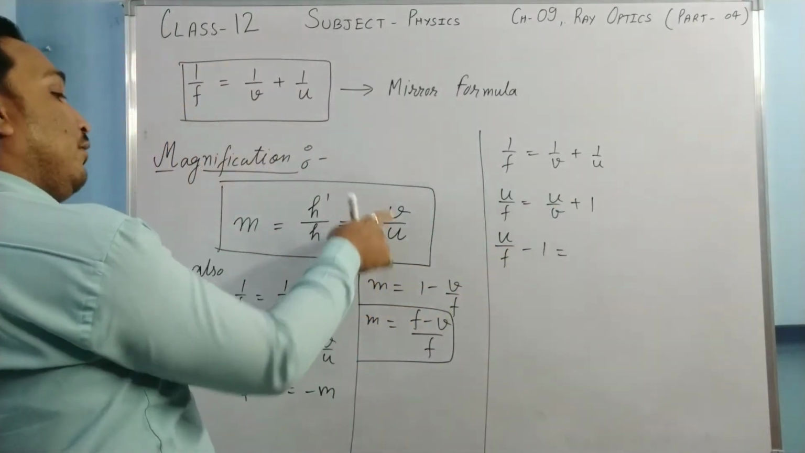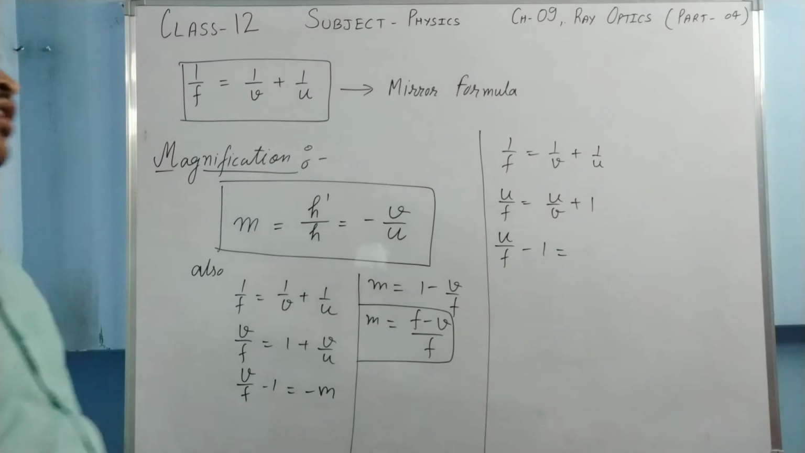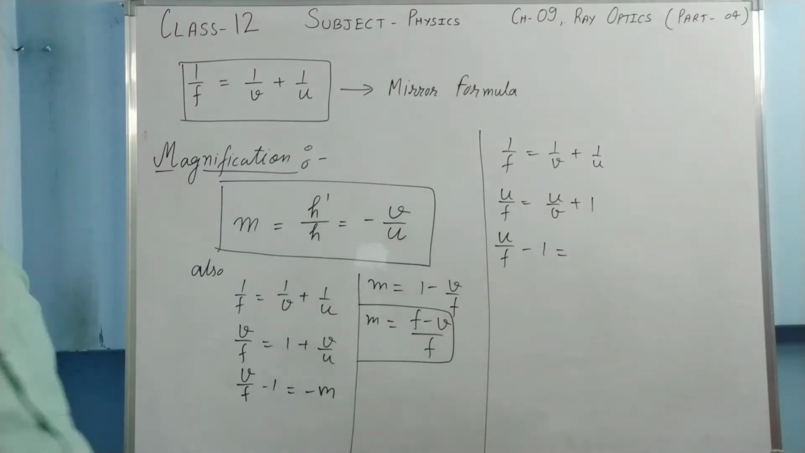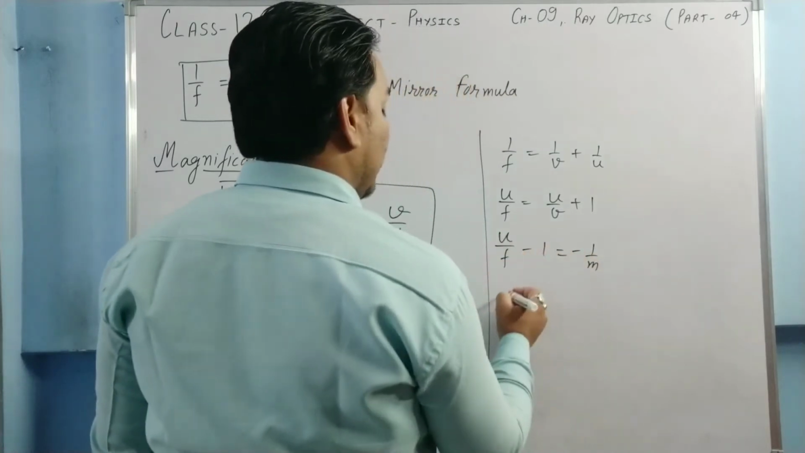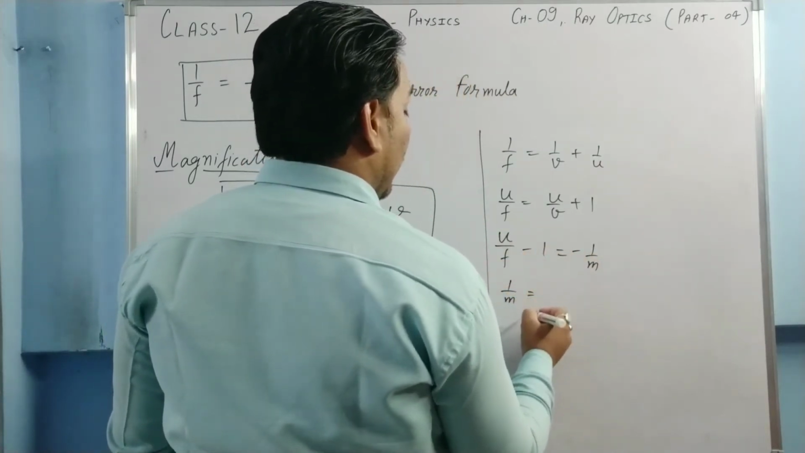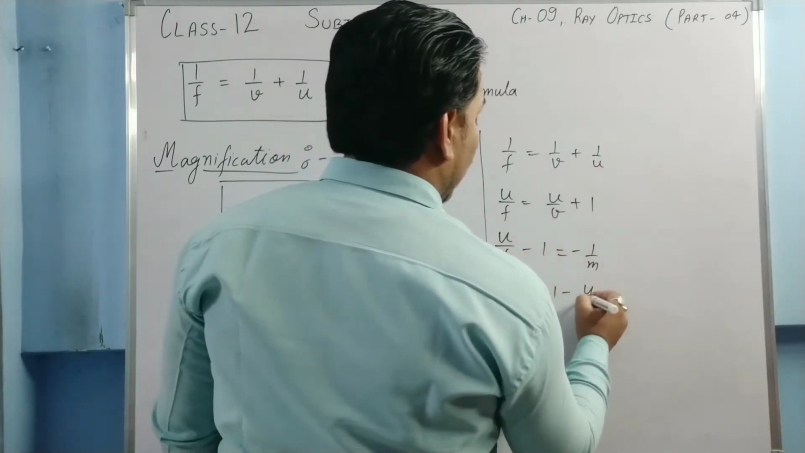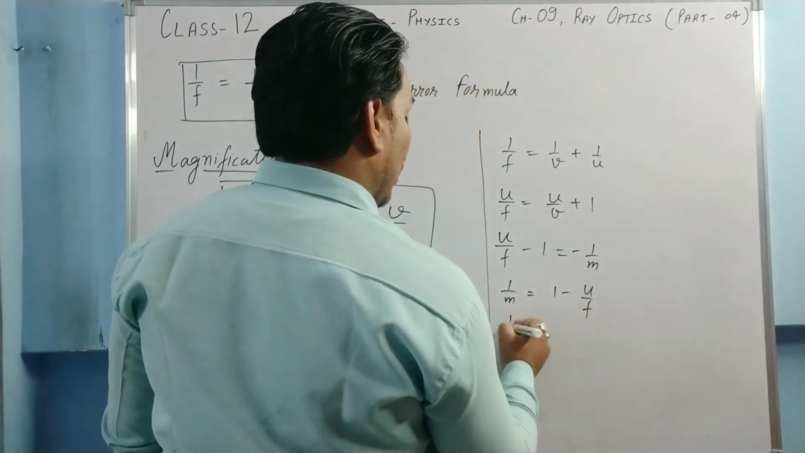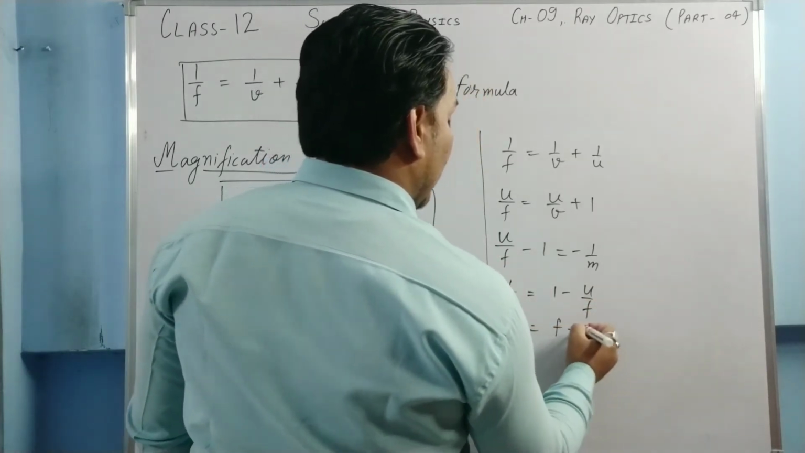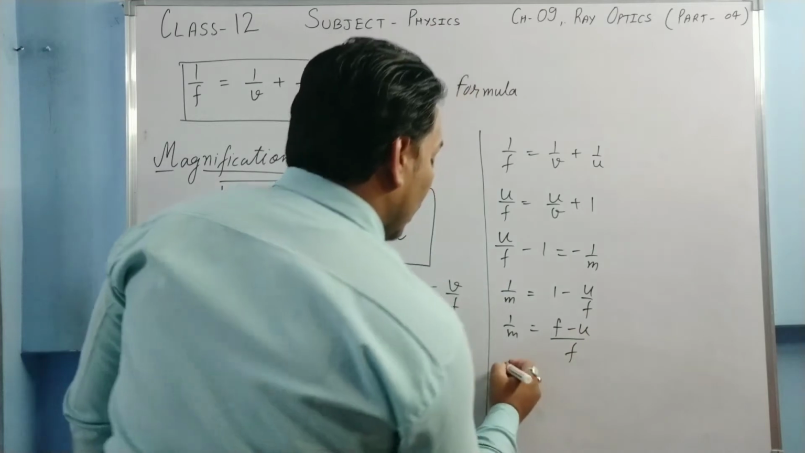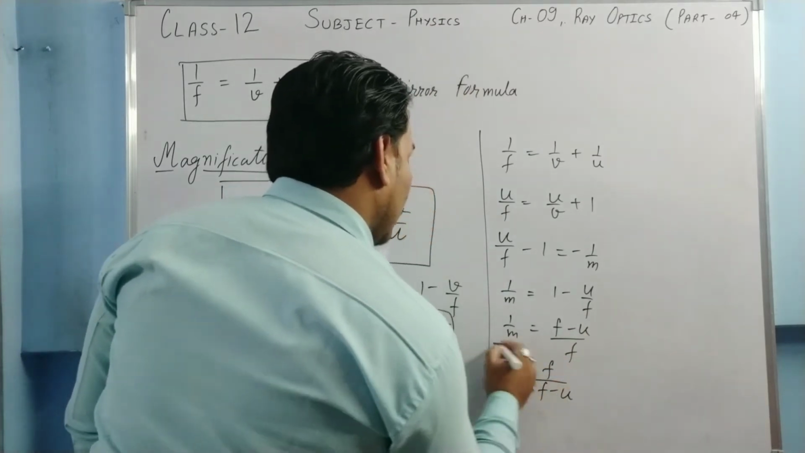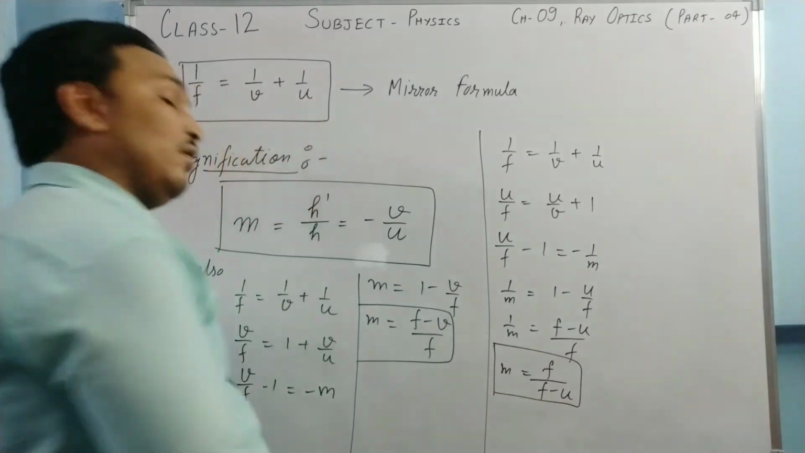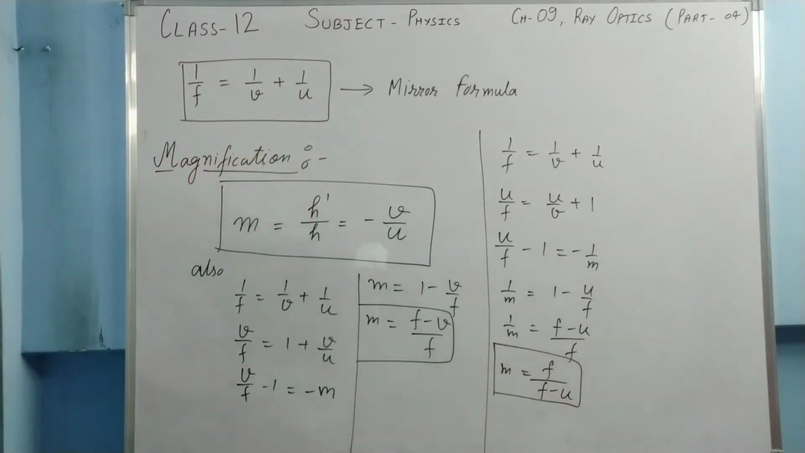If it would have been v upon u, we can write minus m. But right now it is u upon v. We should write minus 1 upon m. Now this minus is transferred to this side. It will become 1 by m is equal to 1 minus u by f, or 1 by m is equal to f minus u upon f, or m is equal to f upon f minus u. So this is the magnification in terms of focal length and object distance.